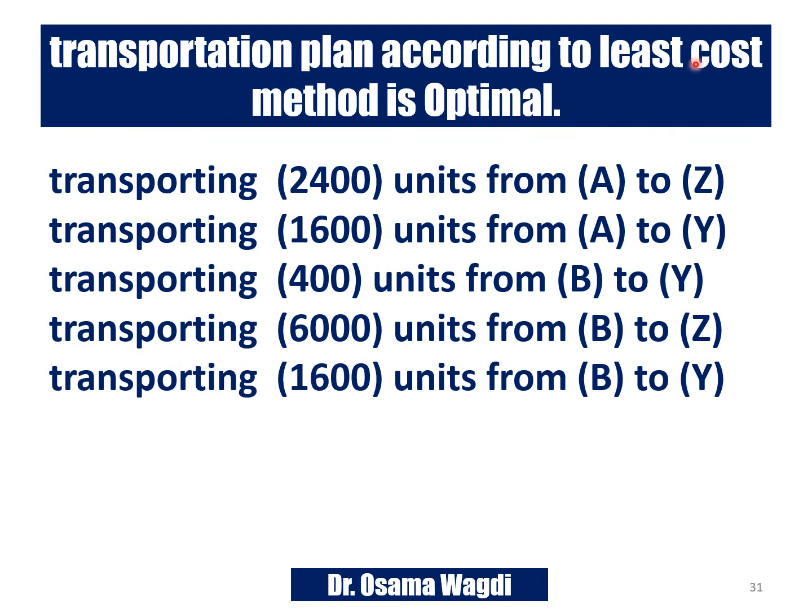Transportation plan according to least cost method is optimal. Transporting 2,400 units from A to Z, transporting 1,600 units from A to Y, transporting 400 units from B to Y, transporting 6,000 units from B to Z, transporting 1,600 units from B to Y.